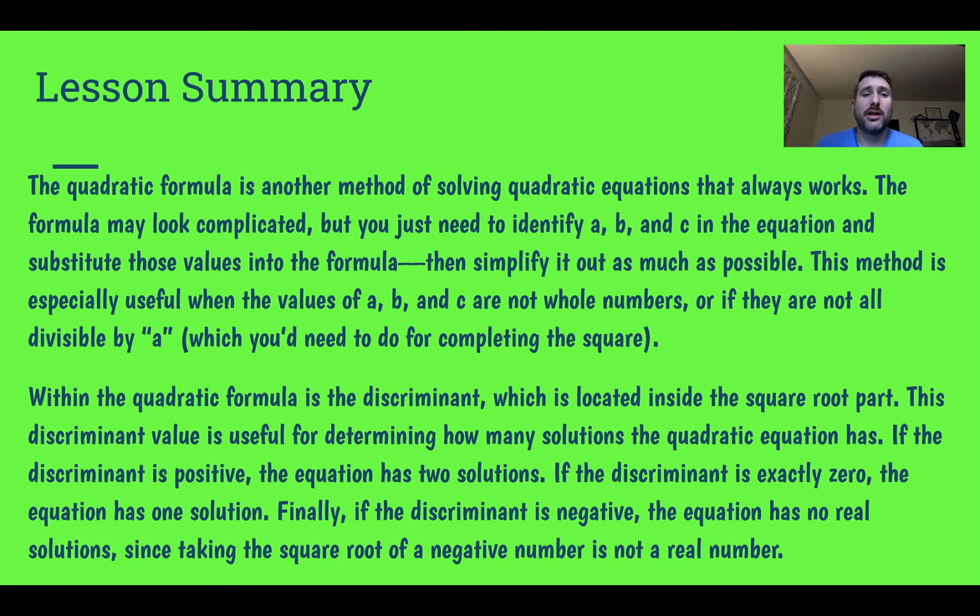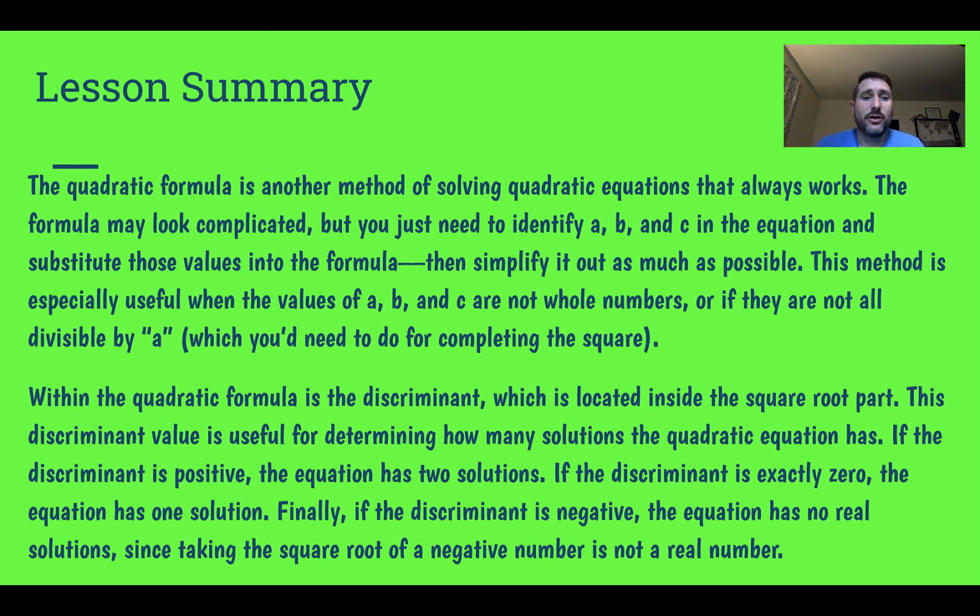The formula may look complicated, but in reality, you just need to identify a, b, and c in the equation, and then substitute those values into the formula. Then simplify it down as much as possible. This method will become especially useful when a, b, and c are not whole numbers, so they're either decimals or fractions, or if all of the numbers, a, b, and c, are not divisible by a, which, if you remember from lesson 3, is what you would need to do to complete the square.